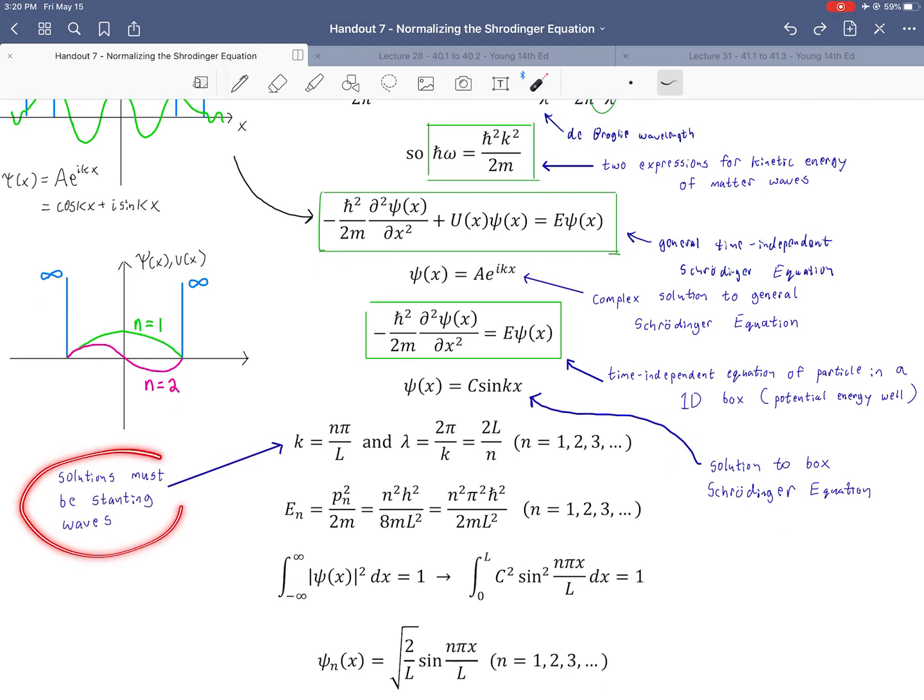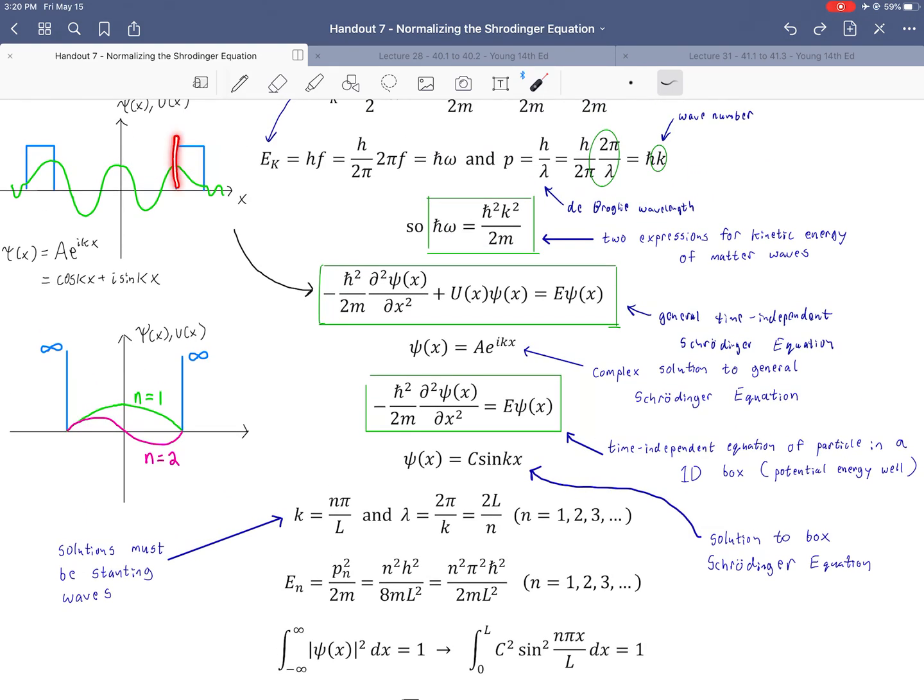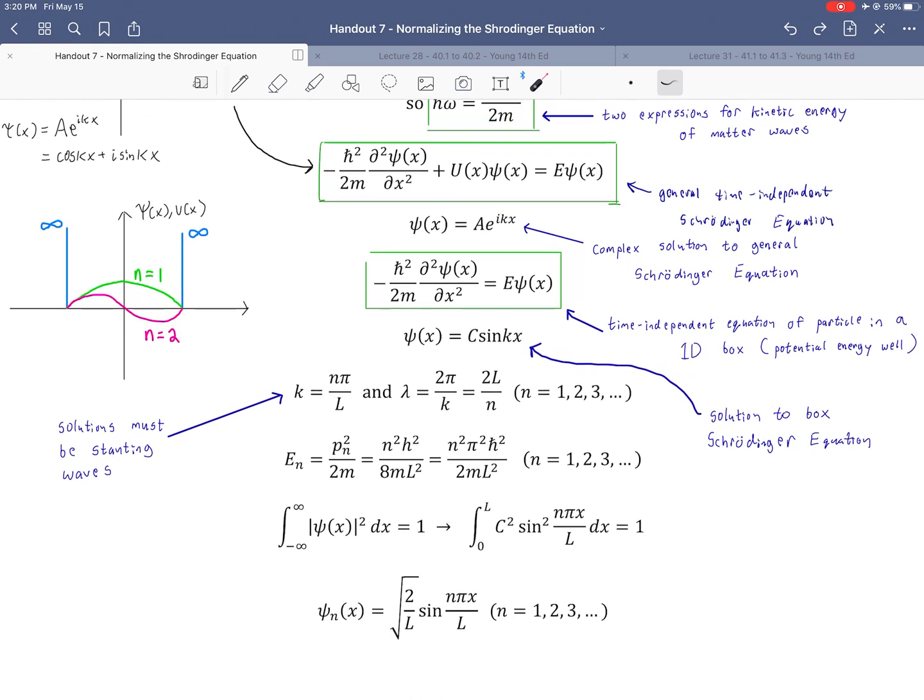So solutions must be standing waves. This is the wave number. Remember, that's just 2 pi over lambda. And the idea is that you can fit half a lambda, you can fit a full lambda inside, but you can't fit, say, 1/8 of a wavelength inside, because then you'd violate the fact that you have to have nodes at either end. And you have to have nodes because the potential energy barrier is infinitely tall, thus no tunneling. You can tunnel, but only if there's a finite barrier.